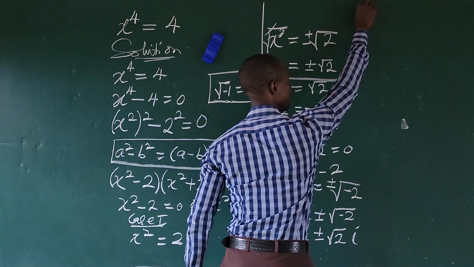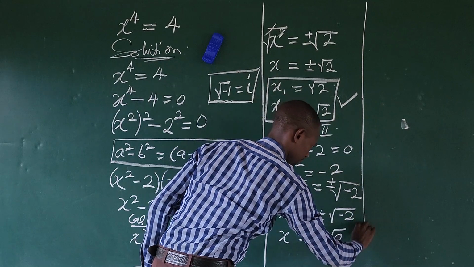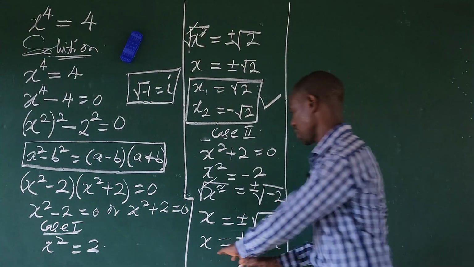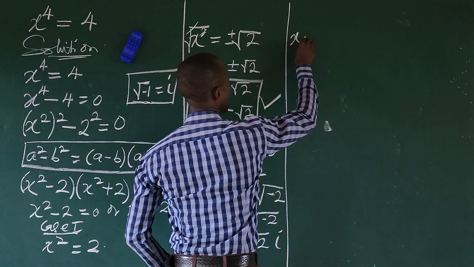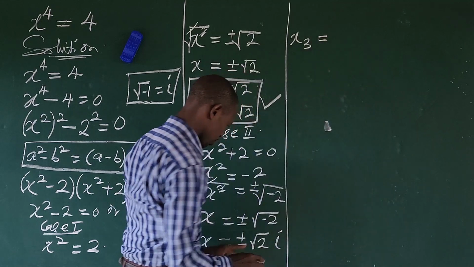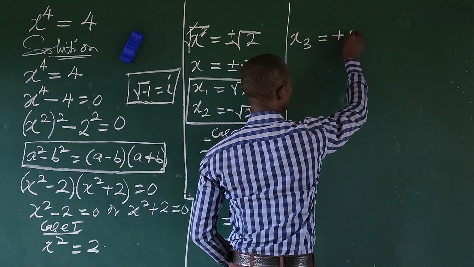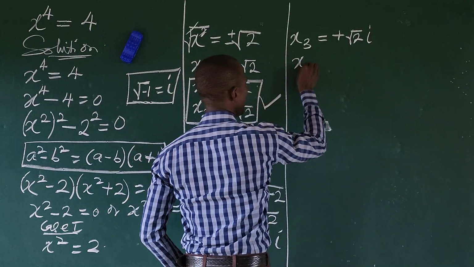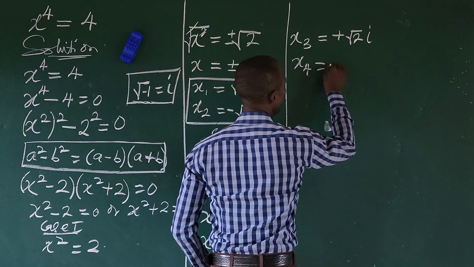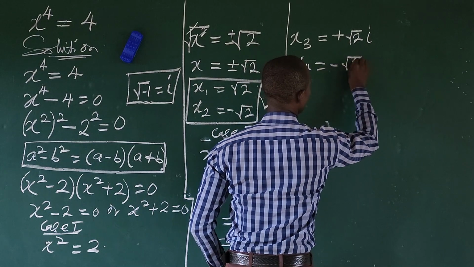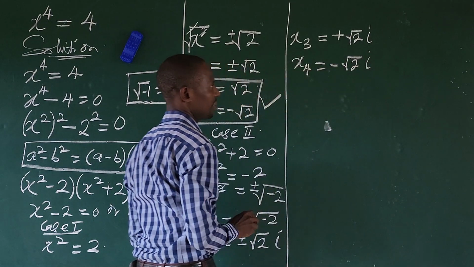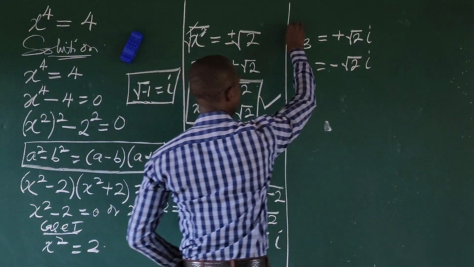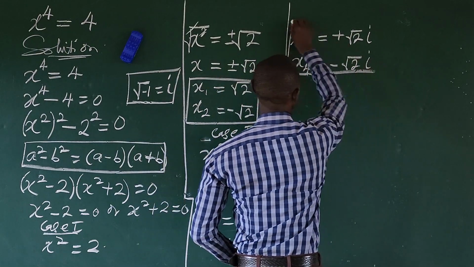So again, let's continue on this side. So splitting this will now give us our x3 is equal to the positive, which is plus square root of 2 iota, and our x4 is equal to minus the square root of 2 iota. Right. So again, let's keep this.